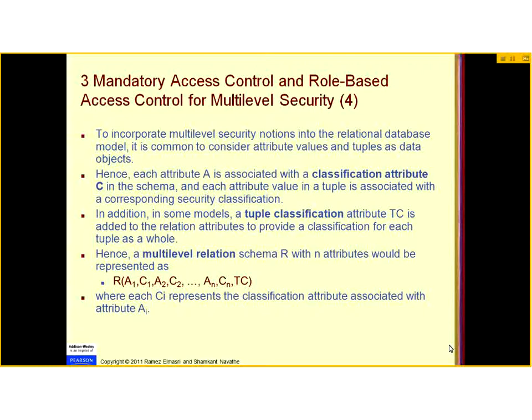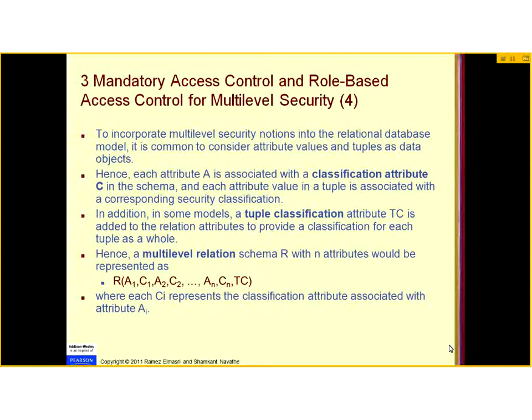To incorporate the multi-level security notion into a relational database, we use attribute values and tuples as data objects. So each attribute is associated with a classification attribute C in the schema, and each attribute value in a tuple is associated with a corresponding security classification. And sometimes we use a tuple classification attribute as well.